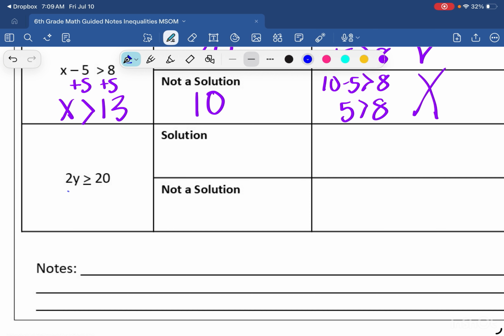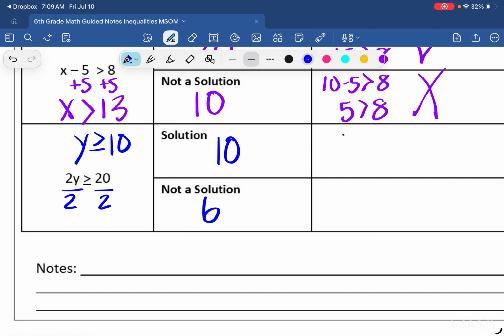2y is greater than or equal to 20. I'm going to divide each side by 2, and I get y is greater than or equal to 10. So my solution is any number that is greater than or equal to 10. We could even write 10. 10 would be a solution. Not a solution, any number that is not greater than or equal to 10, like 6.